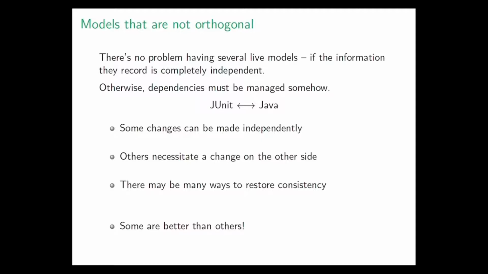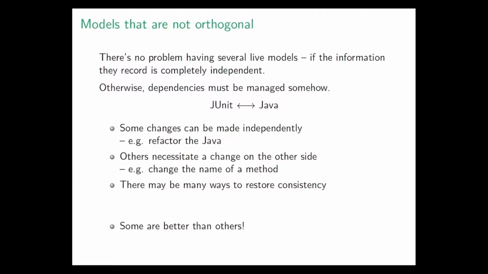Looking at our JUnit Java example, there are some changes which can indeed be made in one model having no impact whatever on the other model, and those are the easy ones. So certain kinds of refactoring of the Java code, for example, might have no impact whatever on the JUnit tests, very properly. In other cases, there may be a change that is made necessary on the other side.